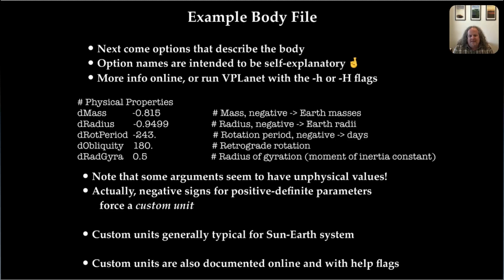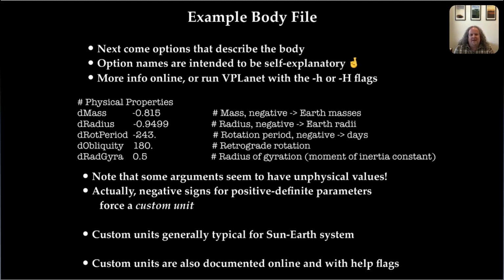Note that in this case, some of the arguments seem to have unphysical values, like negative mass. Actually, what's happening here is that VPLanet is set up so that if you add a negative sign to a parameter that is positive definite, that overrides the units that were specified from the sUnit options. It forces what we call a custom unit. These custom units are generally typical for the Sun-Earth system. You can see in the comments that the different parameters have units that correspond to the Earth and to days, etc. As before, the custom units are documented online, and you can learn more about them with the help flags as well.